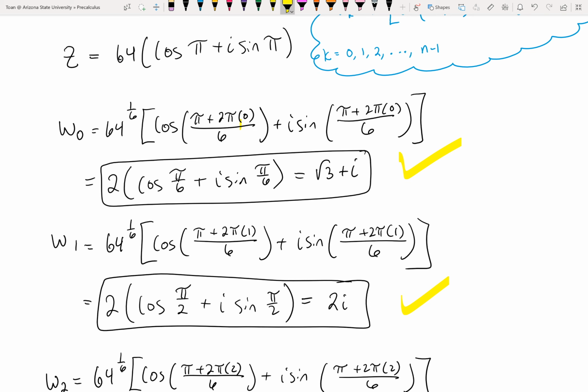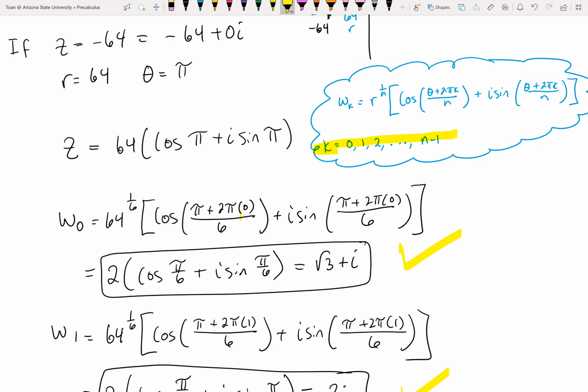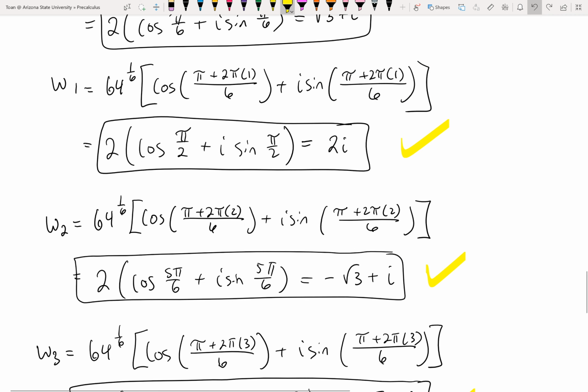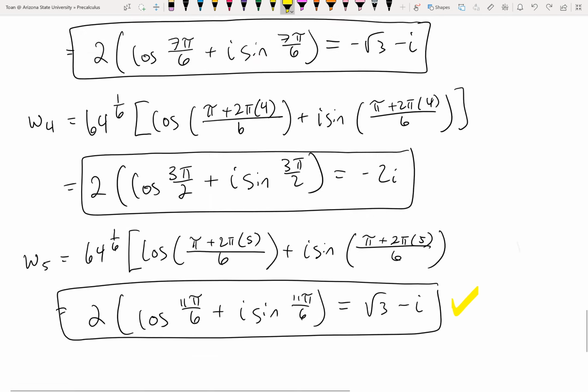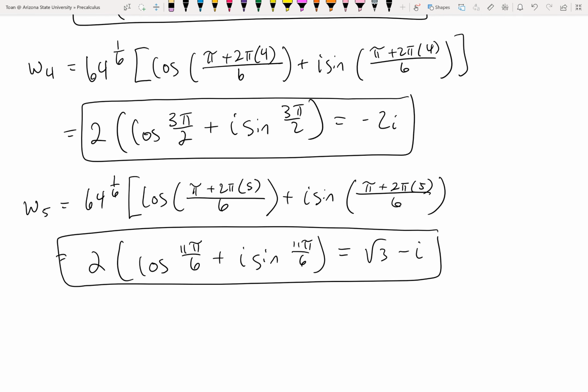I don't need to do it any further. And that's sort of what this k equals 0, 1, 2, and so on, all the way to n minus 1 means. We were finding the 6th root, so we go up to k equals 5. Notice how I knew that we were done because this was k equals 5. You always stop one number less than whatever radical you're solving for.